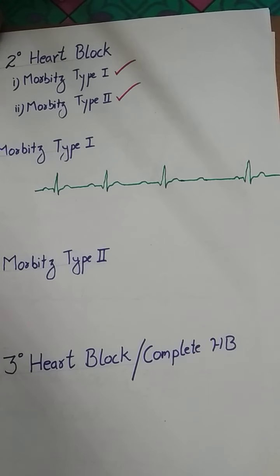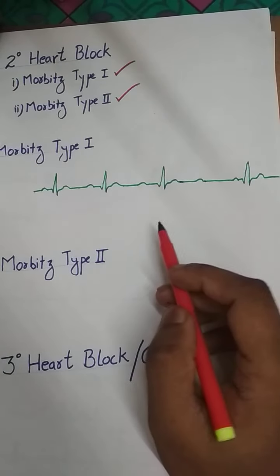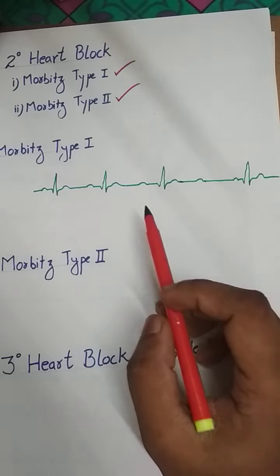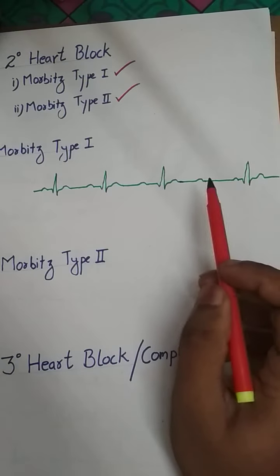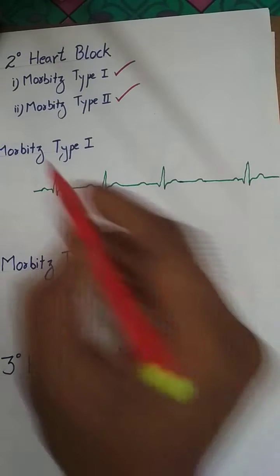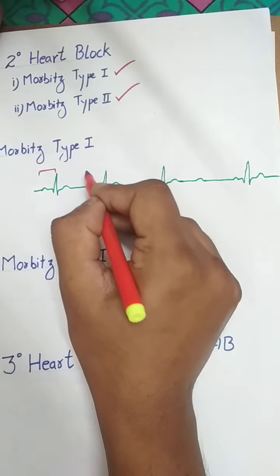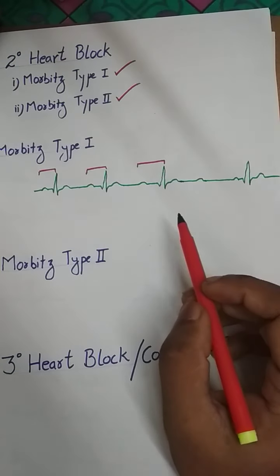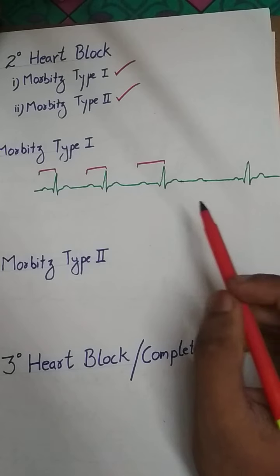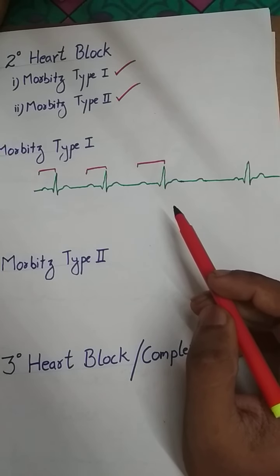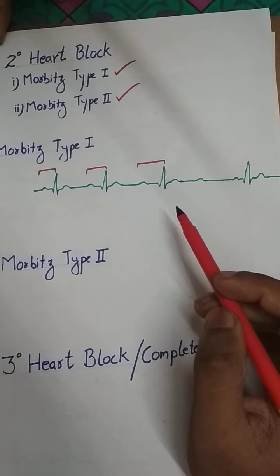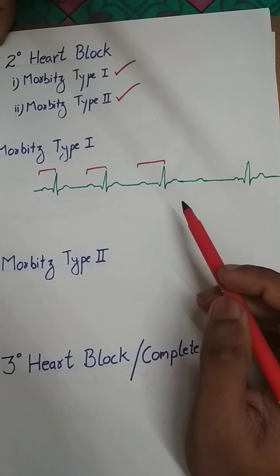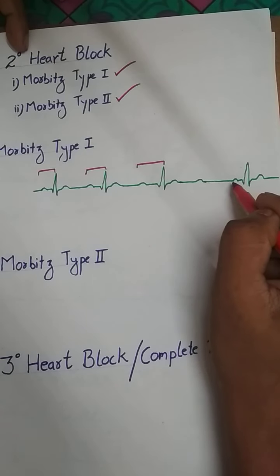So this would be the ECG. This is the ECG of Mobitz type 1. So what is the change? You might have noticed there is a progressive increase in the PR interval. In first degree heart block, the PR interval is just prolonged, but in Mobitz type 1 there is a progressive increase of the PR interval. Then there would be a failure of conduction.